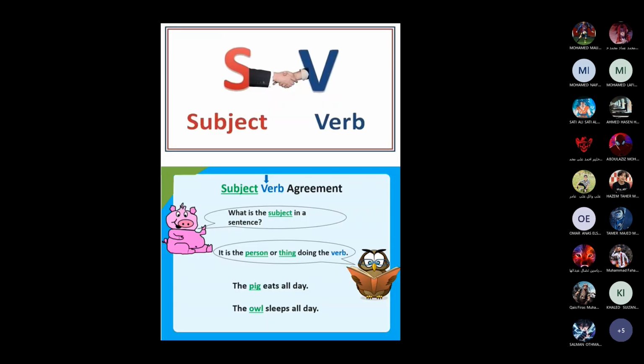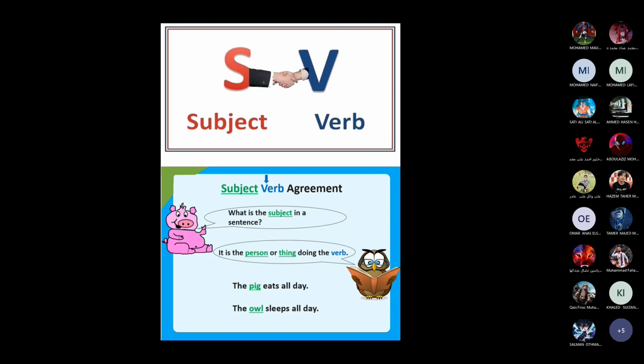So subject-verb agreement, guys, that means if I have a singular subject, the verb must be singular. And if I have a plural subject, the verb will agree with the plural.